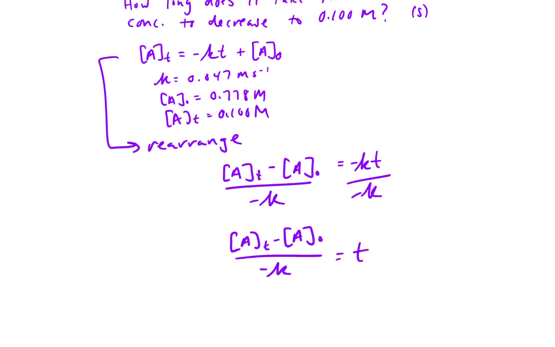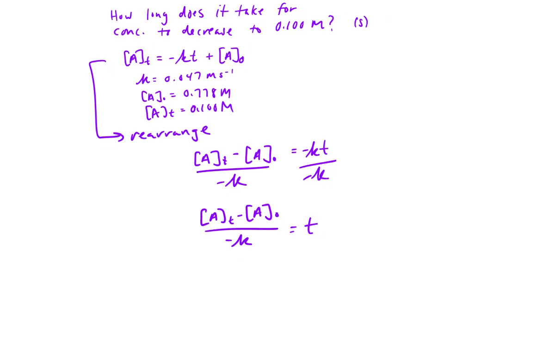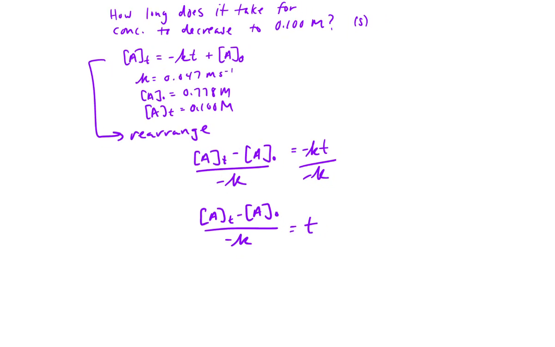Everyone okay with that? I didn't let you practice. So now we can plug the values in and solve. I've done the hard part, so we'll just go ahead and keep going. A at time t is going to be 0.100 minus 0.778 for the initial concentration divided by minus 0.047. And we'll end up with 14.4 seconds, or 14 seconds.